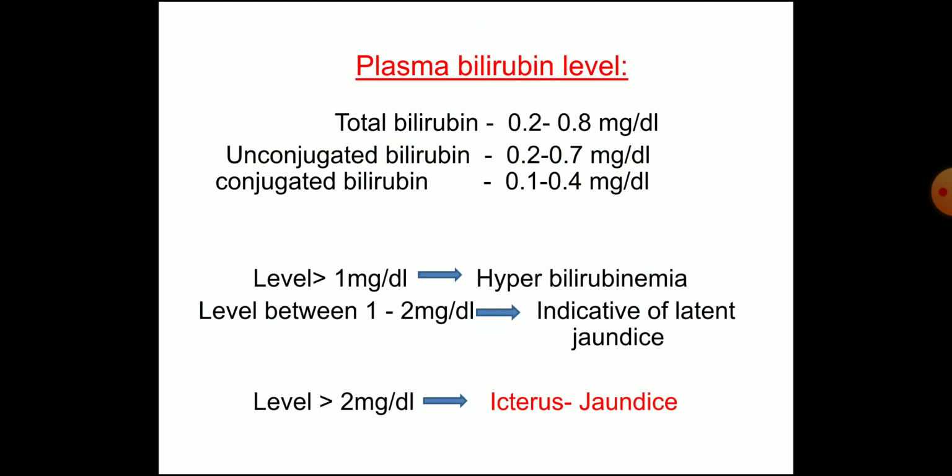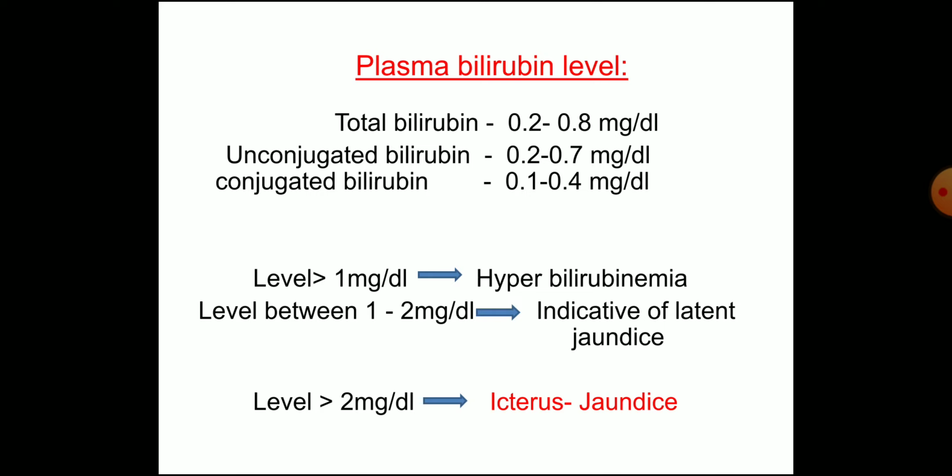Now we have to know the normal plasma bilirubin level. For any question on jaundice, you have to define jaundice, then tell about hyperbilirubinemia, and in that context mention the normal level. Total bilirubin is 0.2 to 0.8 milligram per deciliter, unconjugated bilirubin 0.2 to 0.7 milligram per deciliter, conjugated bilirubin 0.1 to 0.4 milligram per deciliter. A level of more than 1 milligram per deciliter is called hyperbilirubinemia.